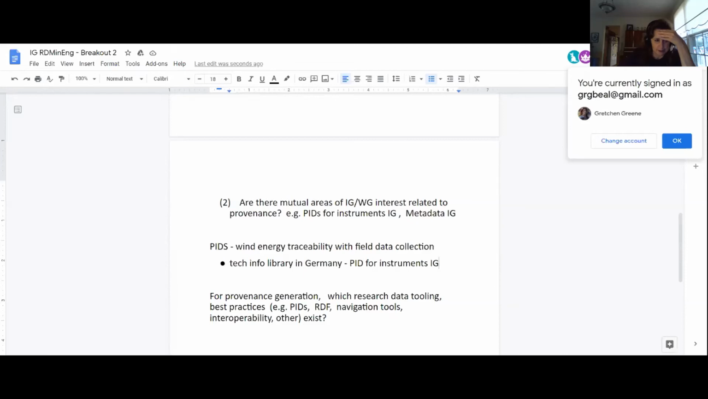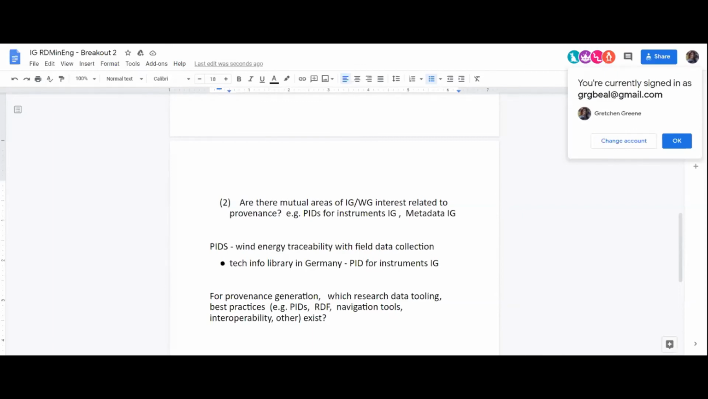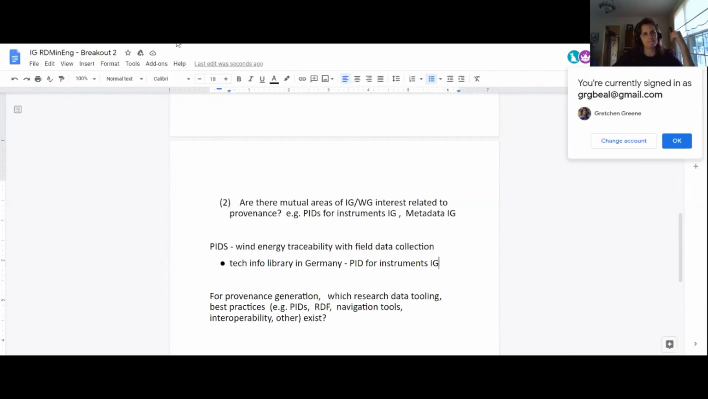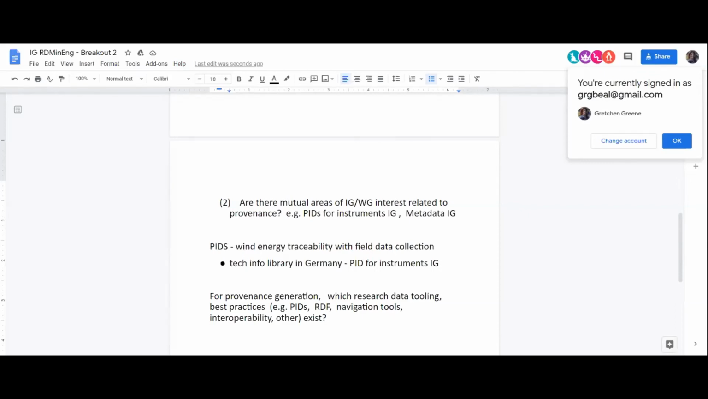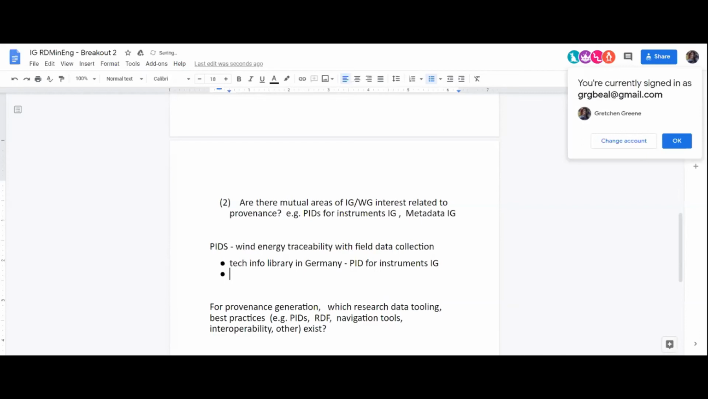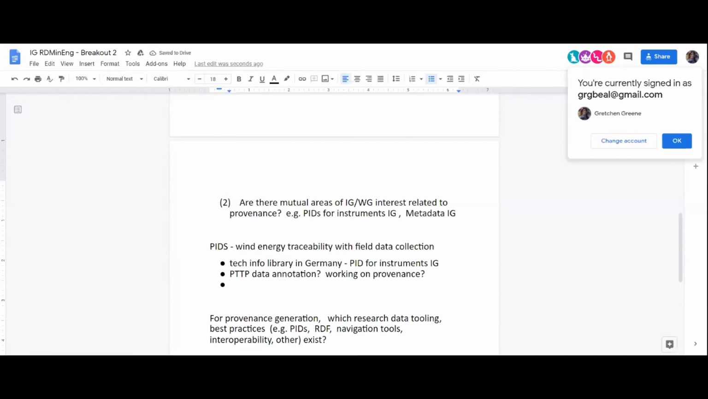Yesterday, Rainier was talking about the provenance interest group, but I have not actually come across the provenance interest group or found something specifically focused on provenance. But it comes up in a lot of discussions. Is the PTTP, the annotation group, also working on provenance within data annotation? Maybe they are also working on provenance, but I'm not sure. I lost a bit of contact with Peter.